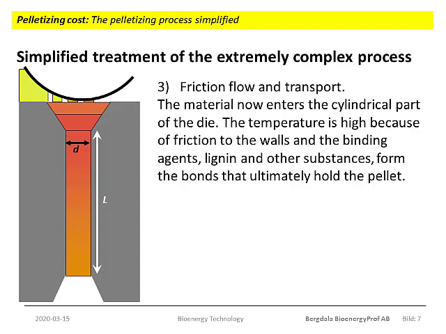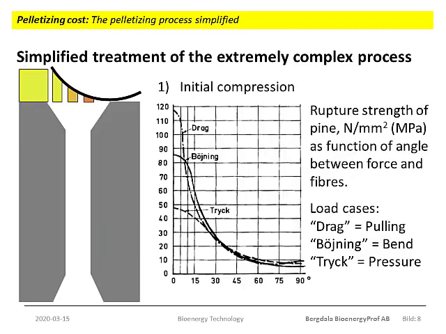The length and the diameter of the cylindrical part of the die will have a pronounced influence on the final pellet quality, since they determine the friction and the time. So let us now see if we can draw any conclusions from this. The first thing we assumed to happen was the crushing of the cell walls.